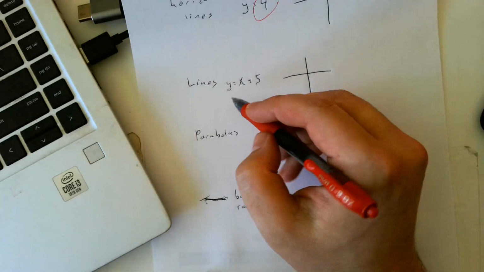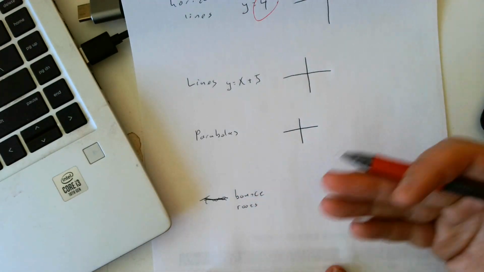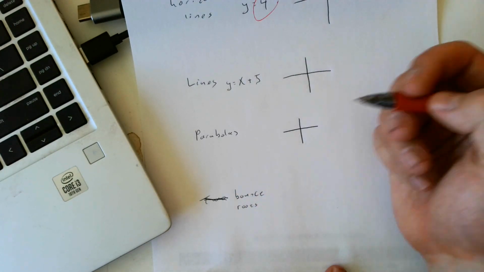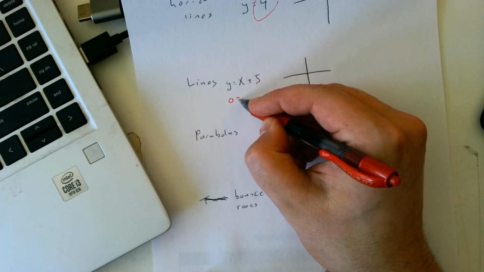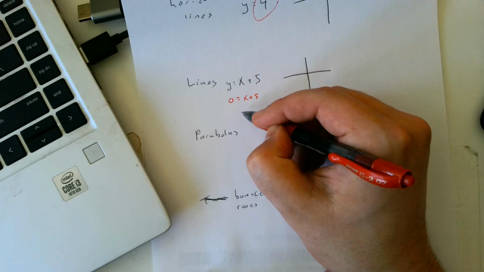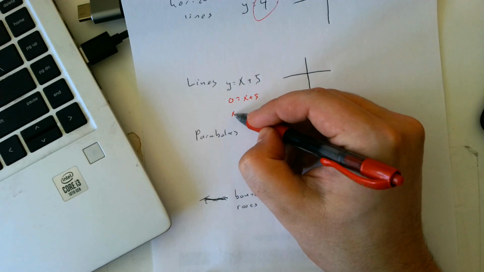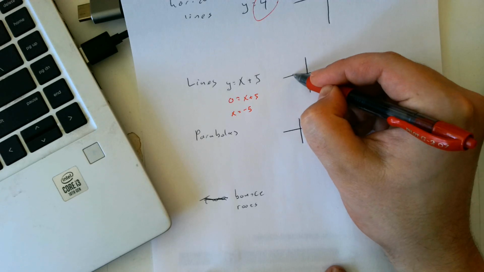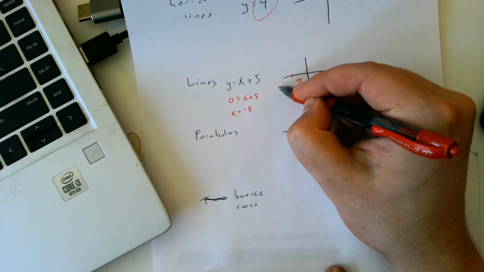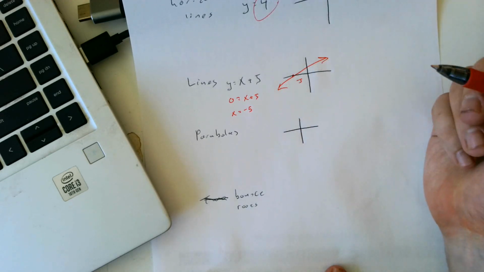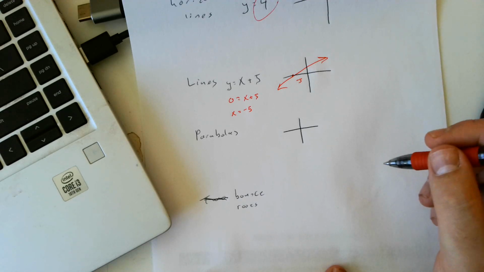Then as we get into lines, x plus 5, that's a diagonal line. The question is, where does it hit the x-axis? Set that equal to 0. x plus 5 equals 0, x equals negative 5. So, just mark that negative 5. As long as I get a diagonal line.